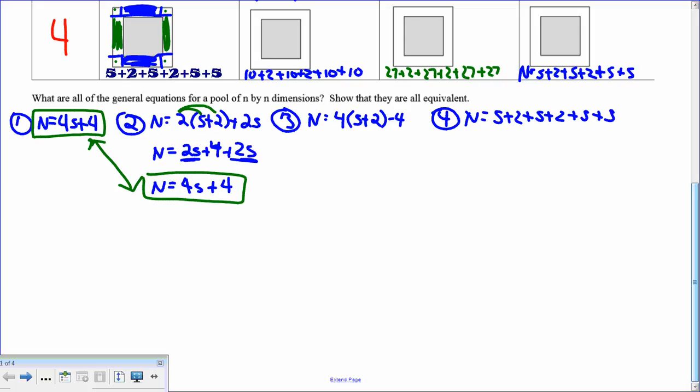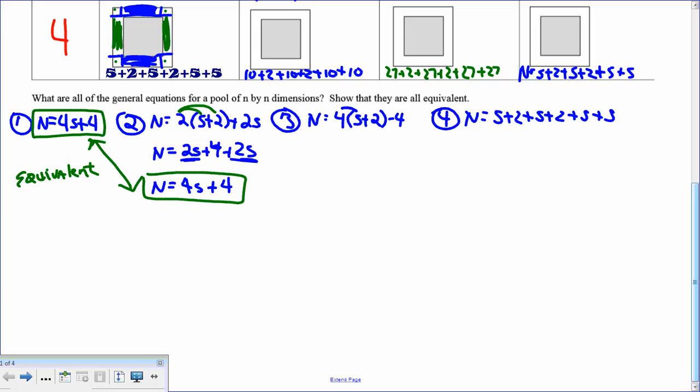So since we broke it down and these are the same things, number 1 and number 2 in their original form are equivalent. Meaning they are the same expression, just written in a different way. Because when we simplify it down, they're the same equation. Exactly the same. All right, let's go to number 3.